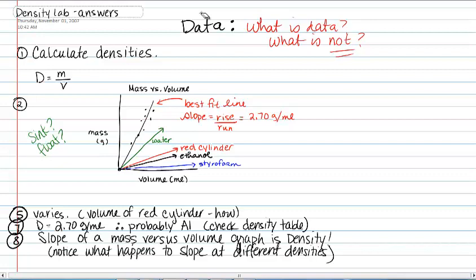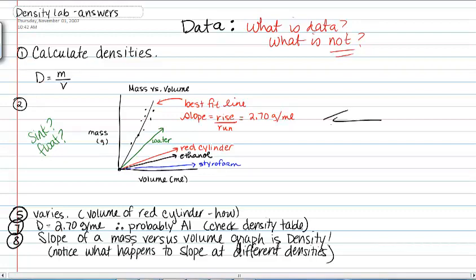Now, many of you, for example, with the metal cylinder, did it by water displacement. So you took an initial volume of the water, you dropped it in, and then you took a final volume of the water. That's data. But just stating the volume directly, that is not data.